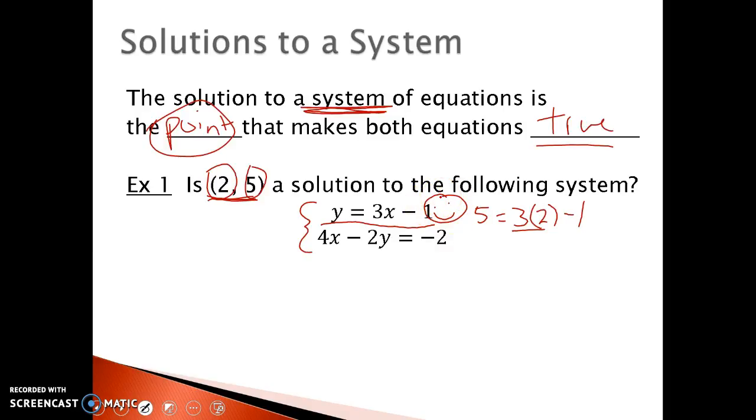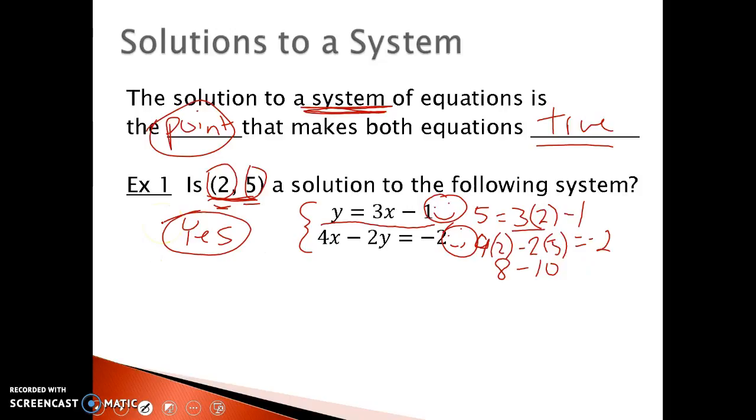And so does it make the other equation true? In the other equation, we have 4 times x. Well, our x value is 2. Well, that's going to be 4 times 2 minus 2 times y, and our y value is 5. Is that going to give us a value of negative 2? Well, we know that 4 times 2 is 8. 8 minus 2 times 5, that's 10. And 8 minus 10 does give us negative 2. So it does make this equation happy. And so is this a solution to the following system? And the answer to that question would be yes, because it makes both equations true.